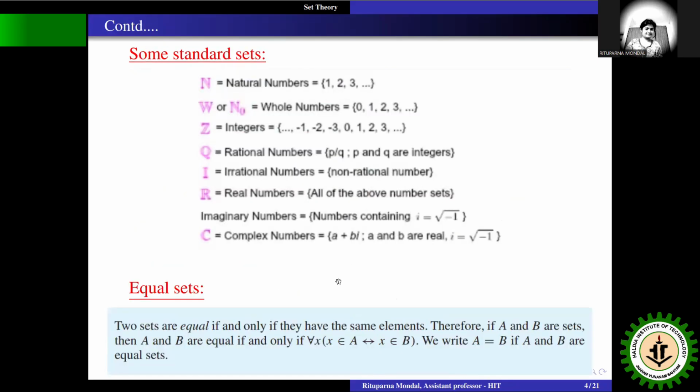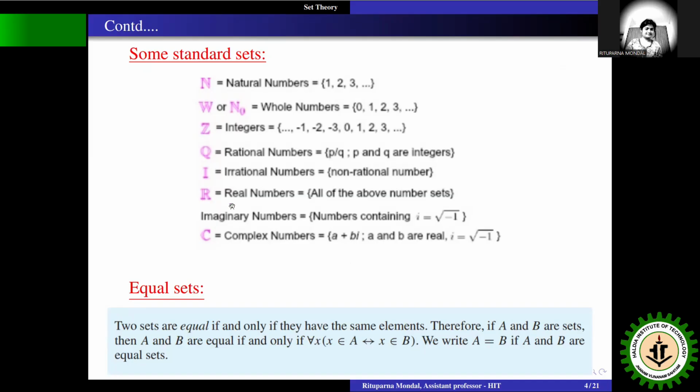Now there are some standard sets. This is the natural numbers, which contain the elements 1, 2, 3 and so on. This is the whole numbers, which contain the elements 0, 1, 2, 3 and so on. This is the representation of integers, which has the elements 0, plus minus 1, plus minus 2, plus minus 3, and so on. This is the set of rational numbers, the elements of this set are of the form p by q, where p and q are both integers and q is not equal to 0. And this is the irrational numbers, which are the numbers that are not rational.